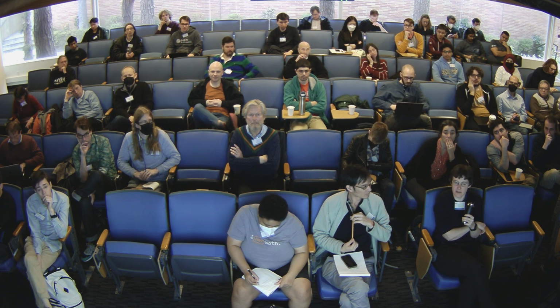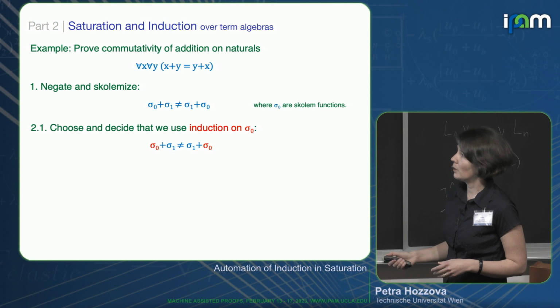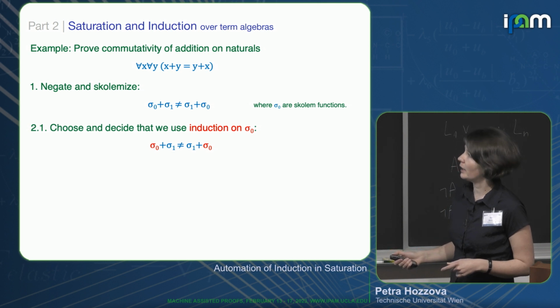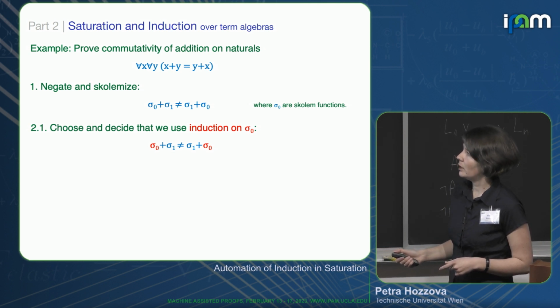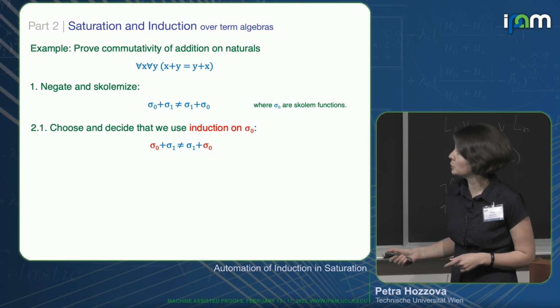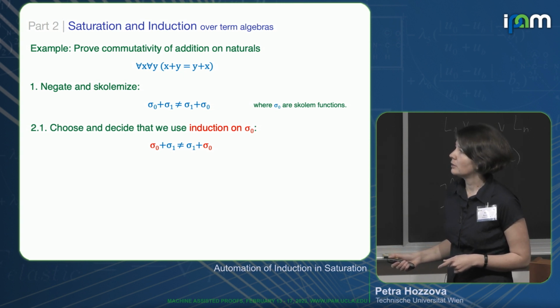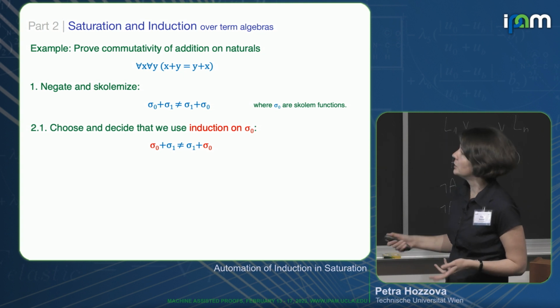Okay, so now we can get on with our saturation loop. So far in our saturation set, we only have one formula. We choose that, and we choose to apply the induction rule on this. We'll be applying it on term sigma 0. We might have as well applied it to sigma 1. The result would be symmetrical.